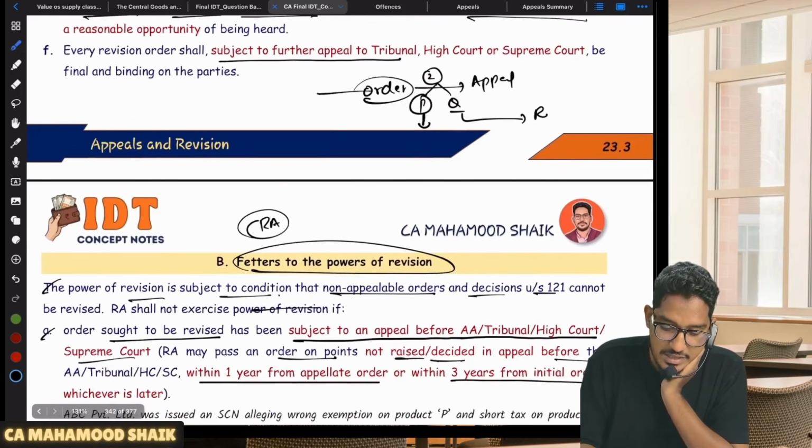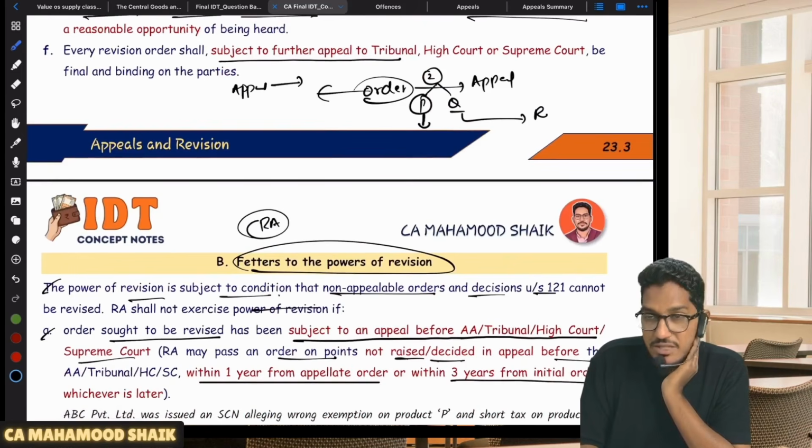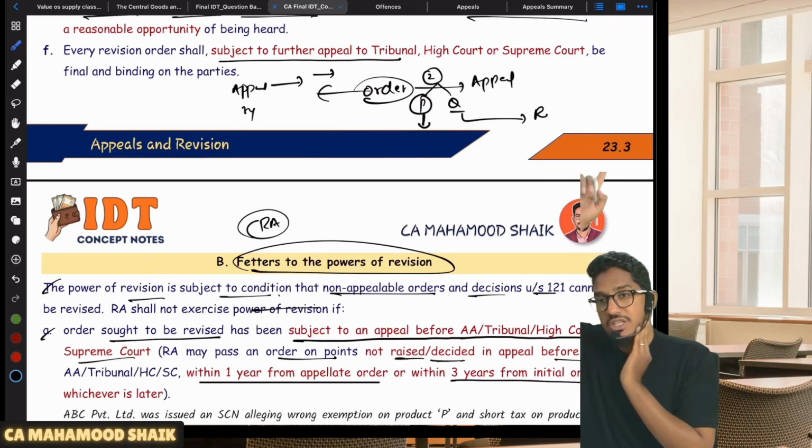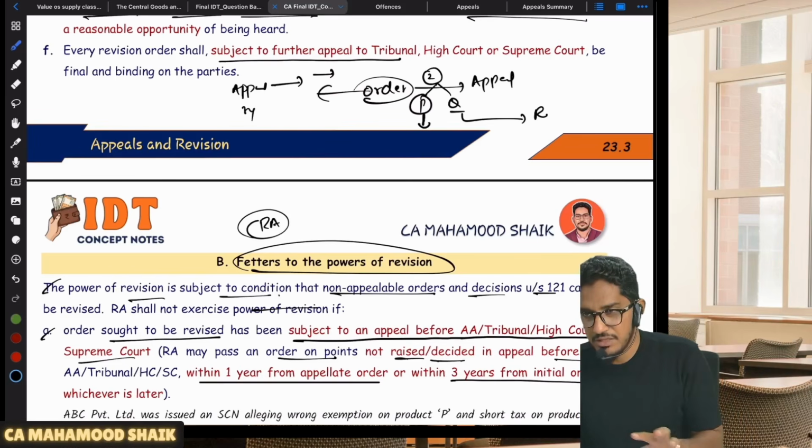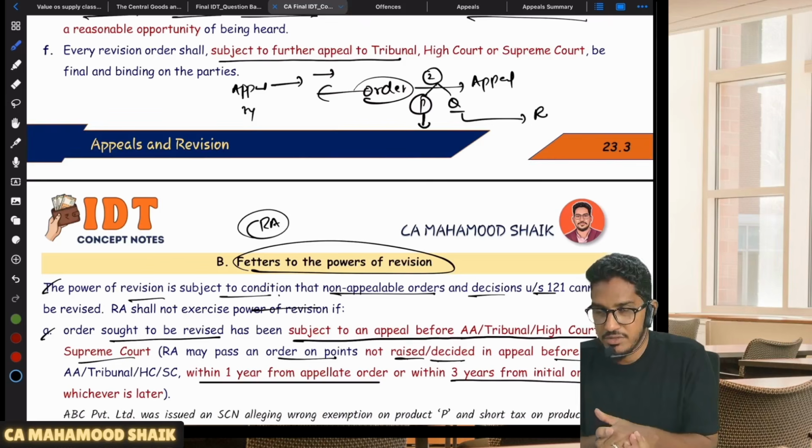See, this order has been subjected to appeal, no? So this appeal's order will come either within 1 year from the date of that appellate order or 3 years from the date of the original adjudicating order, whichever is later. Within that time you are required to complete the revisional process. We'll do some illustrations, just to follow whatever I'm trying to say.